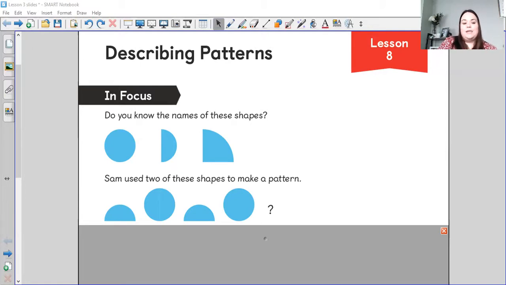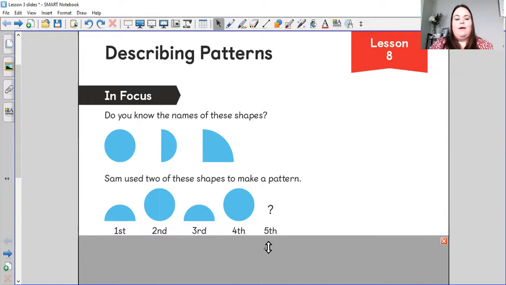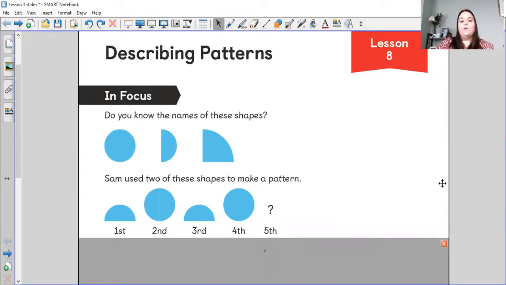That's right, it's a repeated pattern. It's going semicircle, circle, semicircle, circle. There's a question mark there because I've now labelled these shapes with ordinal numbers. These are numbers like 1st, 2nd, 3rd, 4th and 5th, and they go all the way up to any number you can think of. Now, what would the 5th shape be in this pattern? Can we work that out?